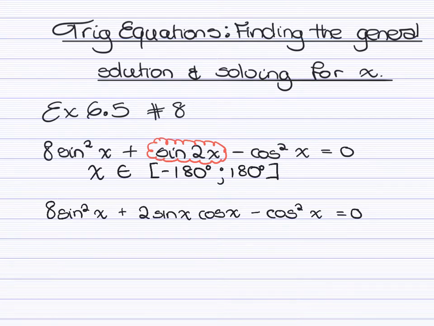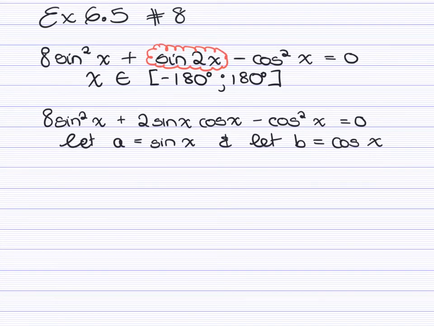Now that I've done that, I'm going to make my life a little bit easier. You don't have to do this, but this just helps you to see exactly that you have a trinomial here that you can factorize. I then say let a equal to sine x and let b equal to cos x. Then you substitute that into your equation. Your equation will now read as follows: 8a squared plus 2ab minus b squared, all being equal to 0.